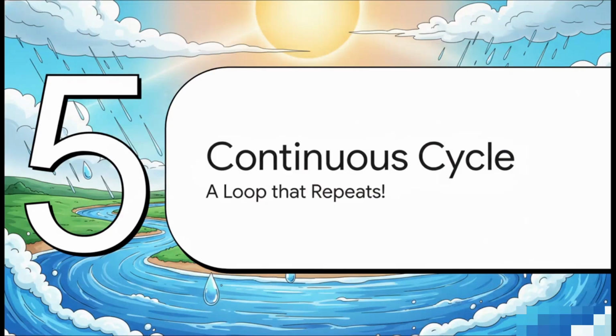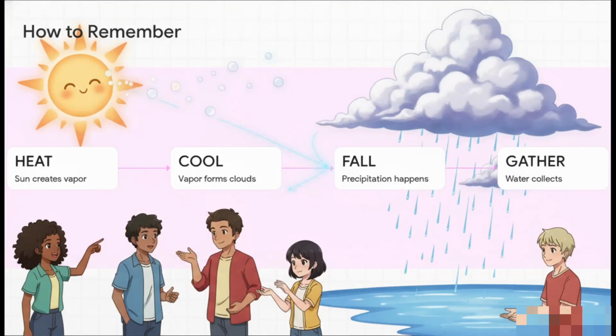And that leads us to the continuous cycle. It's a loop that just keeps repeating. Because remember, as soon as the water collects, the sun heats it right back up, and the whole cycle starts over. So to help you remember this for your exams, let's learn a super easy memory trick.